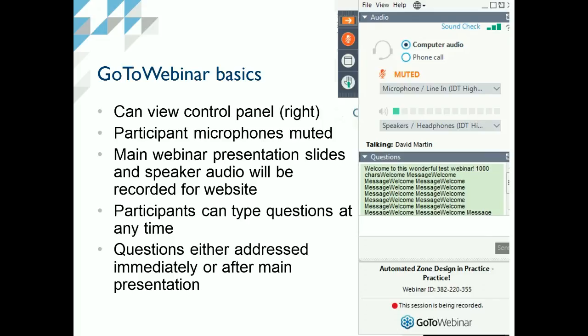And what I'm going to aim to do is to give you a really brief overview of the principles of what we're trying to do and try and address some of the practicalities about using automated zone design in your own research or application setting.